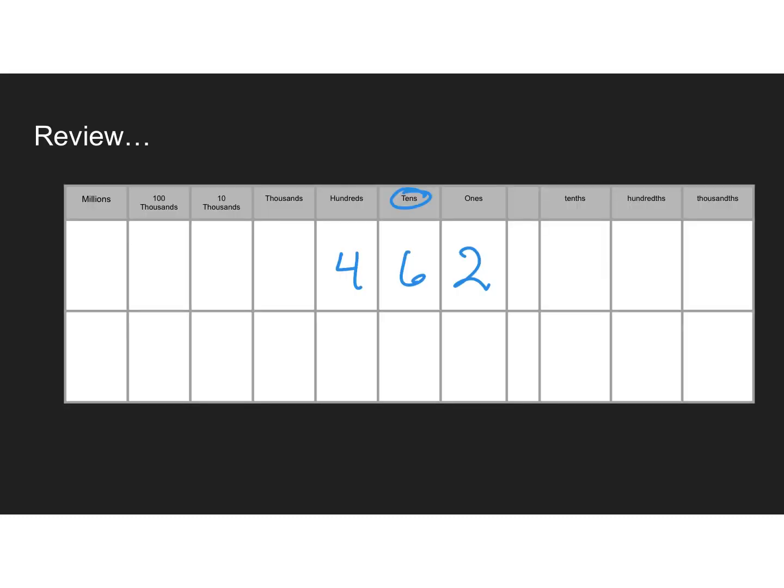Okay, when we're rounding, remember, if we were rounding to the nearest tenth, we would either stay at 6 or go up to 7. If we were rounding to the nearest hundreds, we would either stay at 400 or we would go up to 500. And if we were rounding to the ones, we would say 462, or we would round up to 463. Okay, so I'm going to go over each of these with you and see if that helps.